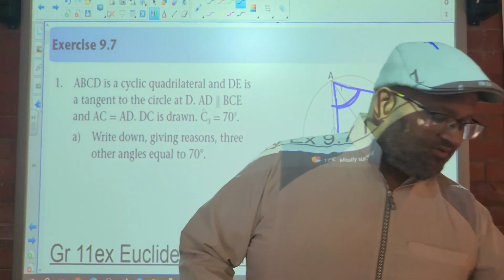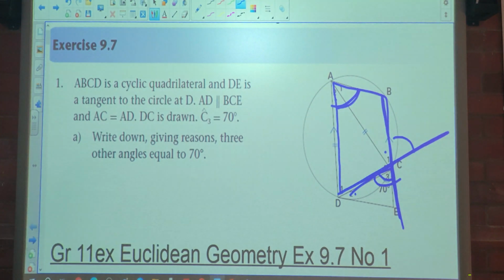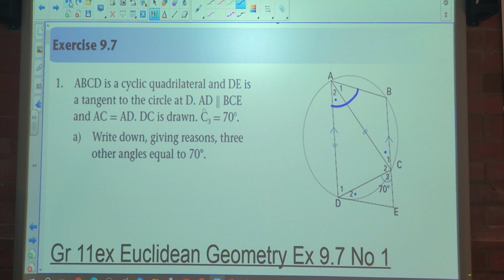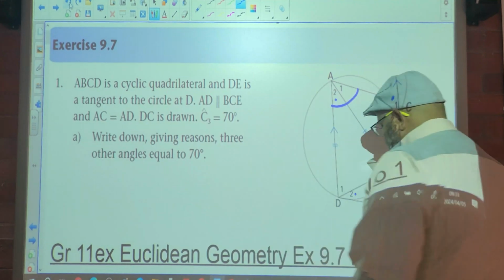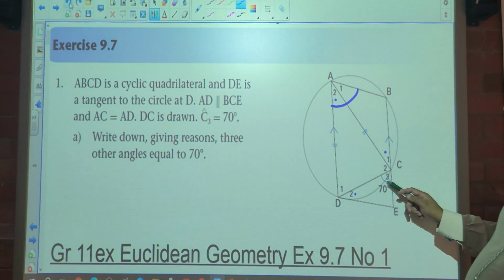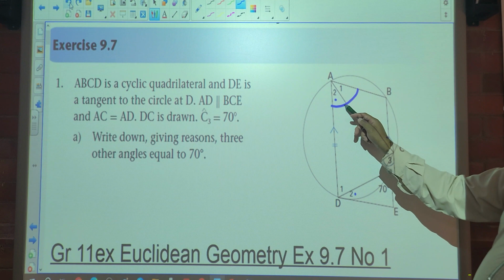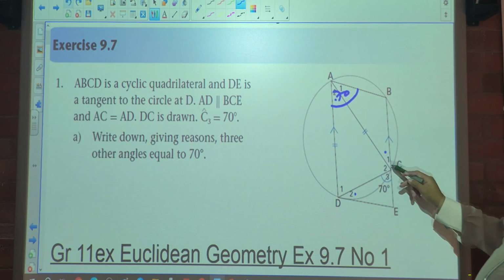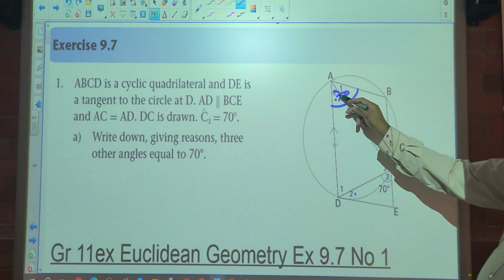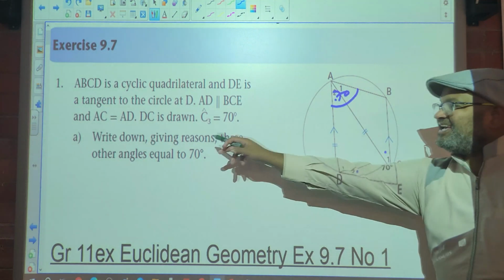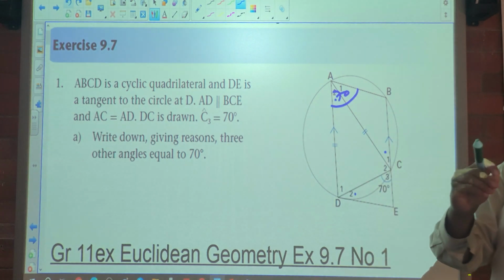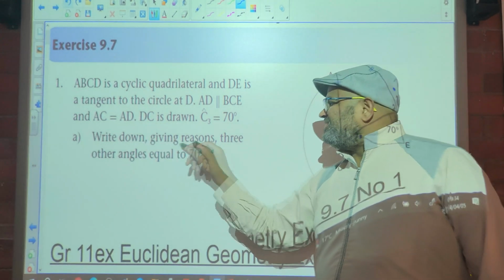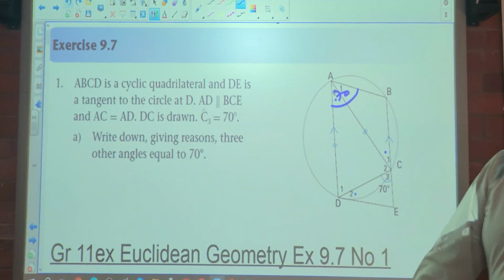Last chance before I give you the answer. It's sad to see that you guys haven't done your homework. No? C3 is equal to DAB. D, A, B. And then this was the 70 I was talking about. Then C1 is equal to A2. We're looking at 30. That's why I say it's sad that you guys haven't done your homework. Because it says write down giving reasons 3 angles equal to 70. You don't even know what the question says.